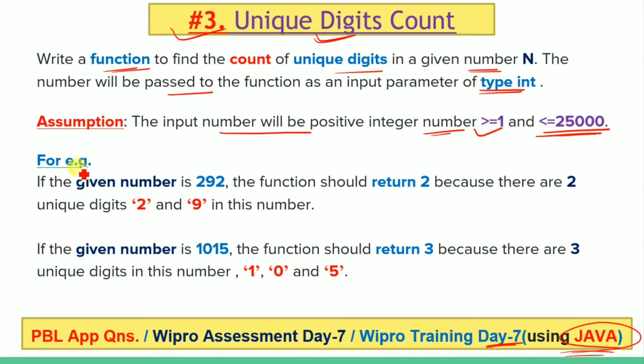And here are some examples. The first example is if the given number is 292, then the function should return 2, because we can see that there are two unique digits, that is 2 and 9, in this number. Another example is if the given number is 1015, then the function should return 3, because there are 3 unique digits, that is 1, 0 and 5.